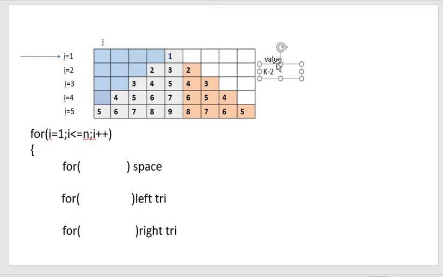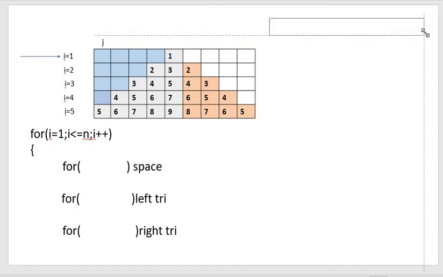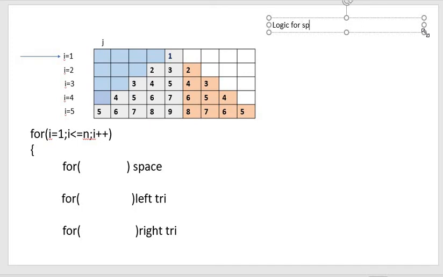If I try to write the logic for space, when your I is 1, how many spaces are there? Total 4 spaces: 1, 2, 3 and 4. How did it come? n is equal to 5 here. Then next is I is equal to 2. How many spaces are there? Spaces are 3: 1, 2, 3. The total spaces, and n is 5 here.